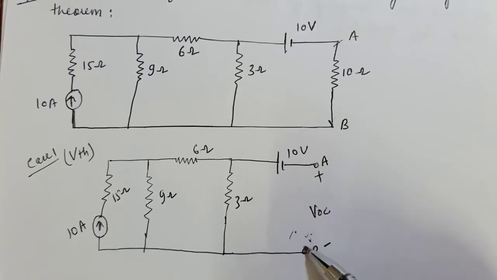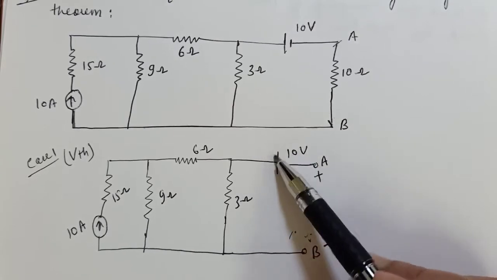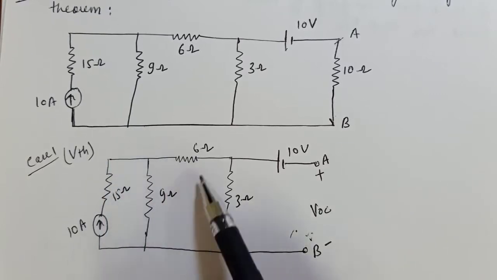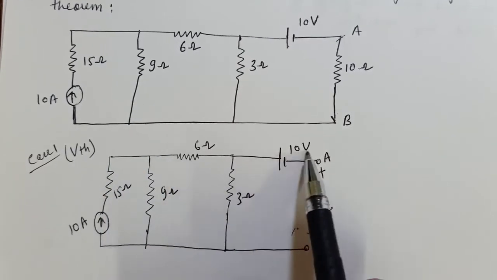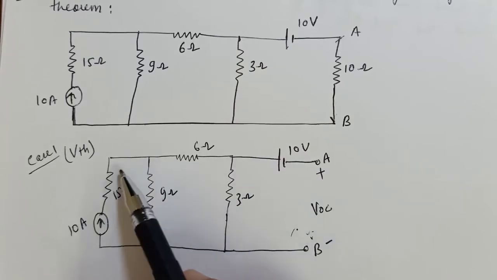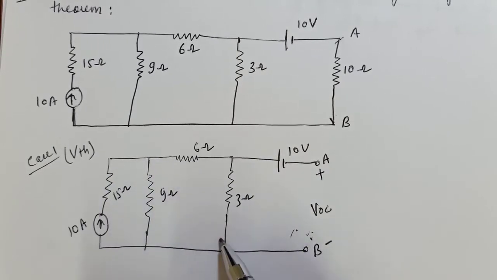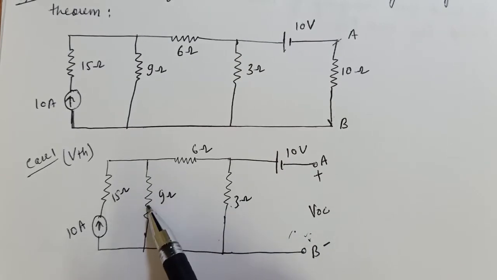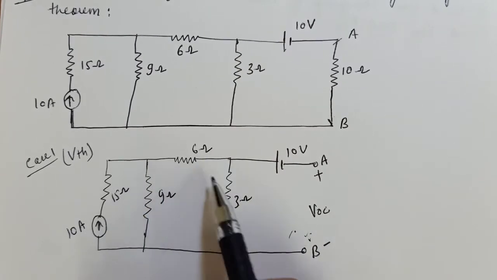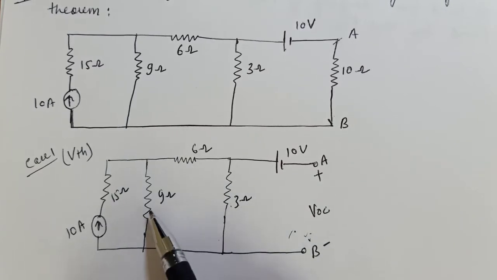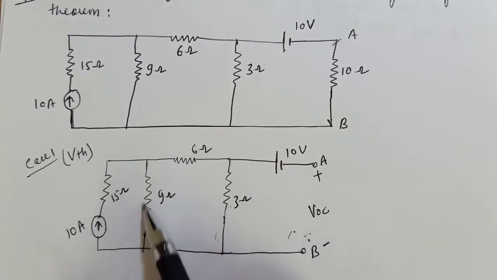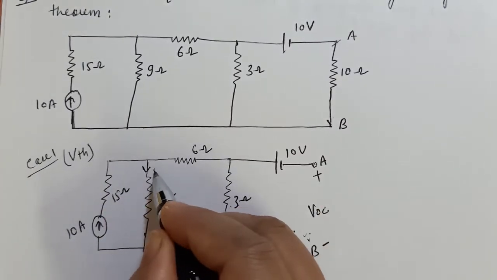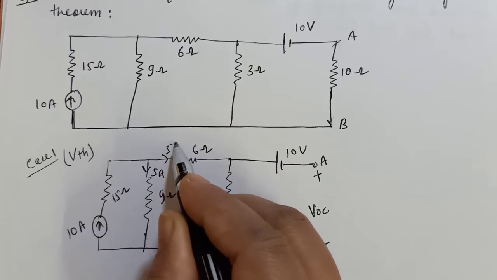After that find the open circuit voltage. Since this is an open circuit, no current will flow here. The 10 ampere current flows through the other two branches. 6 plus 3 will be 9 ohm, and this is also 9 ohm. As the same resistance is there in both branches, there will be equal distribution of current. So here 5 ampere will flow, and here also 5 ampere will flow.